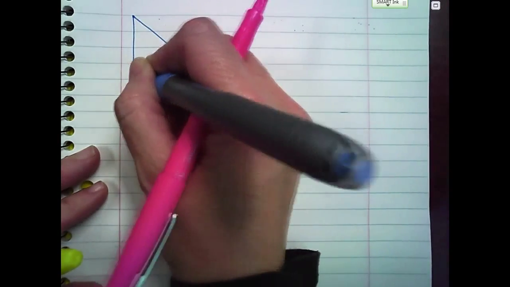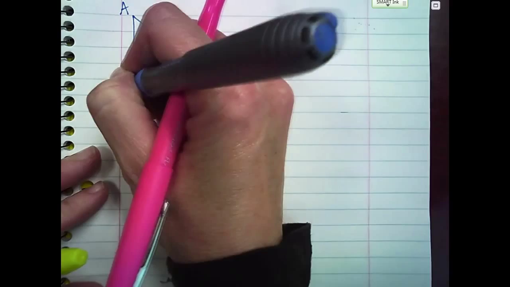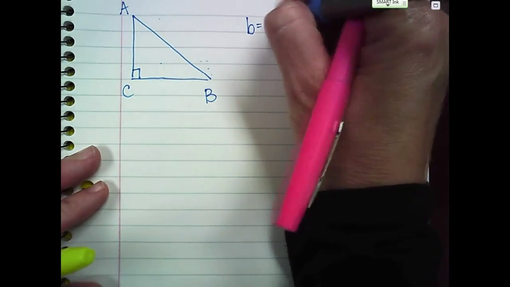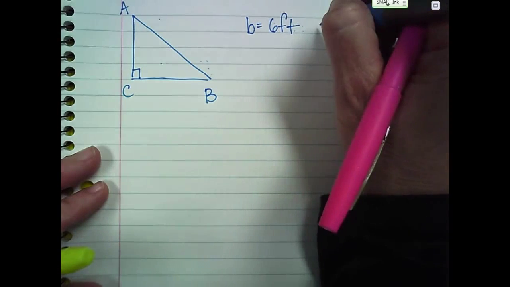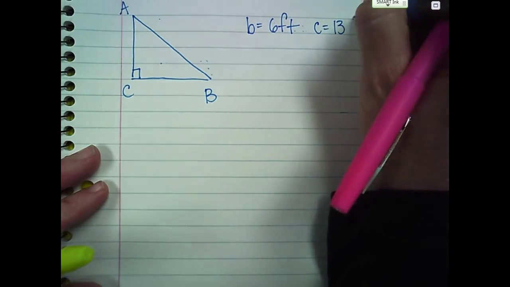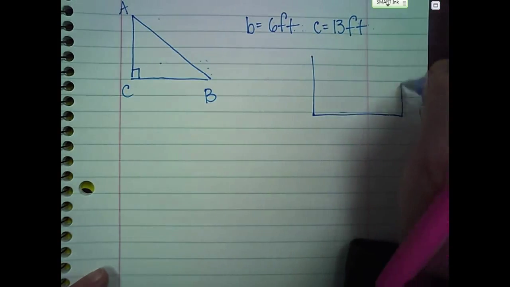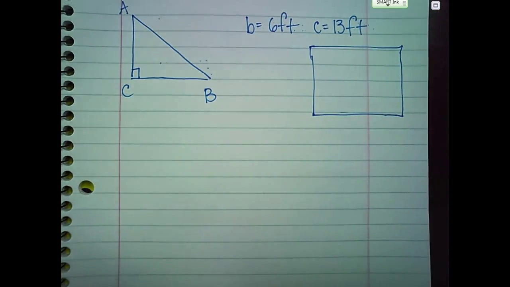Last one. Same kind of problem, you try it on your own. I'm going to tell you B is 6 feet and C is 13 feet. Side C, yeah.